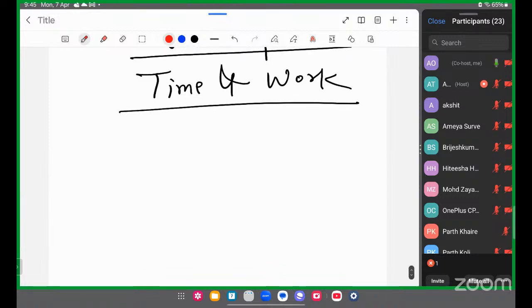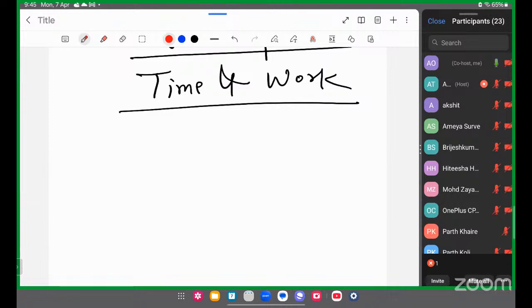You have to consider work as one. If work is completed, it will be taken as one. If work is not completed, it will not be one. It will be a fraction of one. For example, if work is half completed, it will be 1/2. If work is completed 25%, this will be 1/4. If it is completed 50%, this will be 1/2.